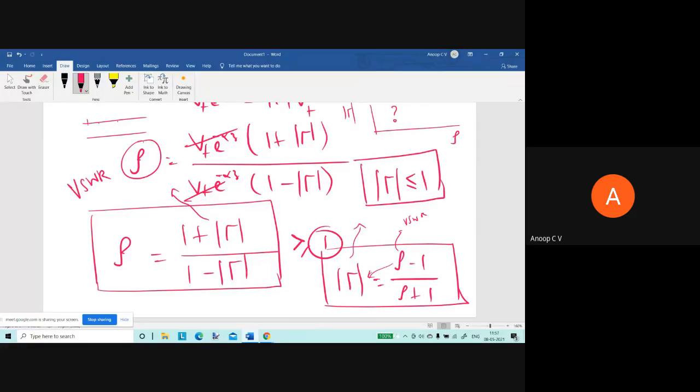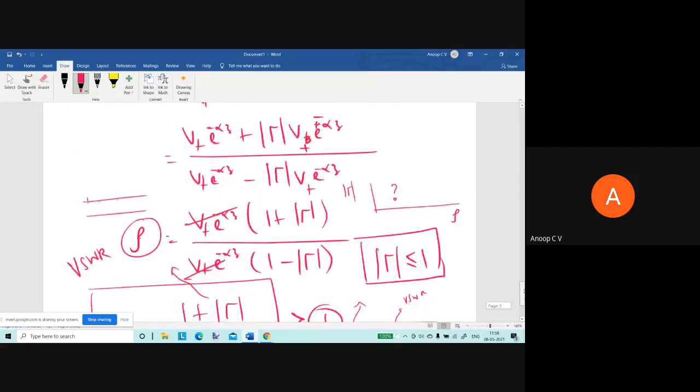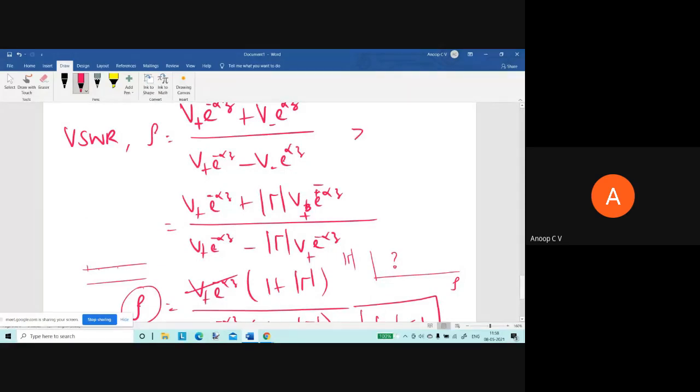There was a question in last year's university exam. That question goes like this. Z0 is not given. ZL is given to be equal to 100 ohm, then L is given and C is given. You were asked to find gamma and rho. Can you find gamma and rho in terms of load impedance, L and C?